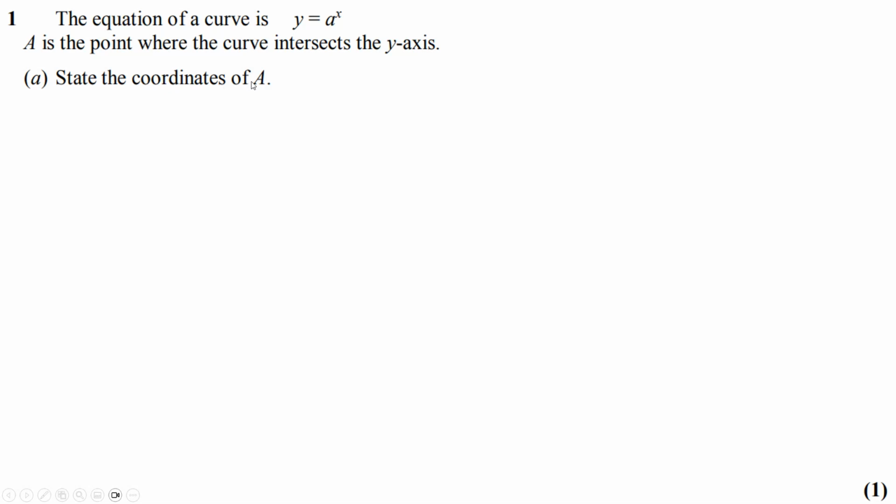The equation of a curve is y equals a to the x. A is the point where the curve intersects the y-axis, and state the coordinates of A. Well, if you think about the y-axis, every point on the y-axis occurs when x is equal to 0. So no matter where you are on the y-axis, x will always equal 0. And so we can use this equation by plugging in x equals 0 to find out what y equals.